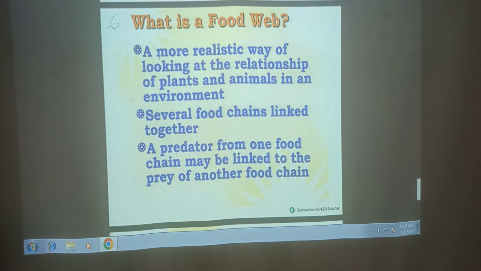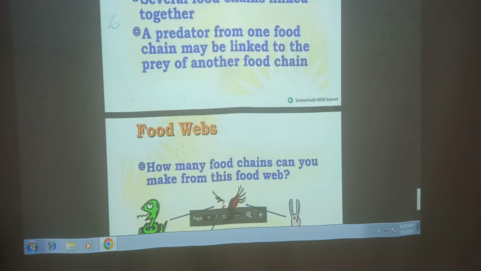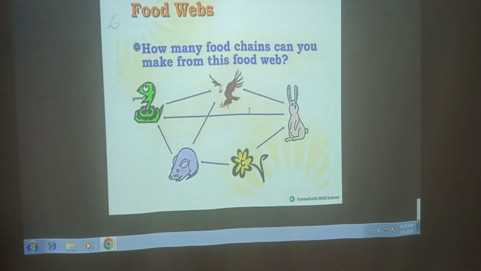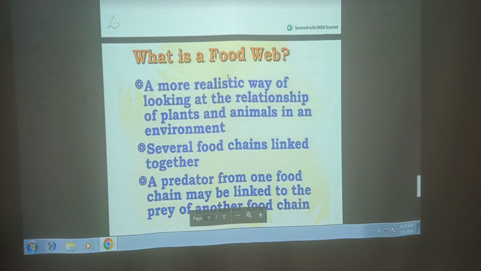It is a more realistic way of looking at the relationship of plants and animals in an environment: several food chains linked together. A predator from one food chain may be linked to the prey of another food chain. This is the food web. How many food chains can you make from this food web? This is the main, important food web definition: these natural interconnections of food chains form a network called a food web.